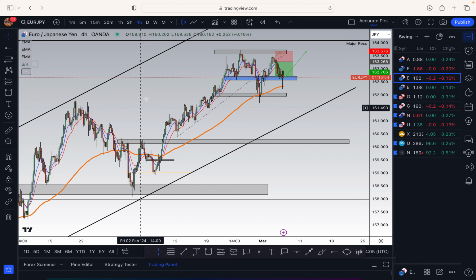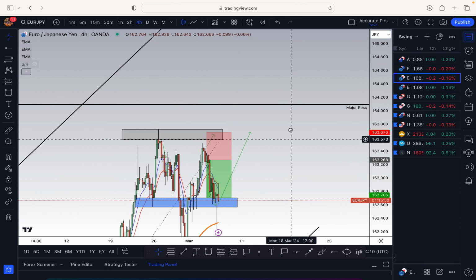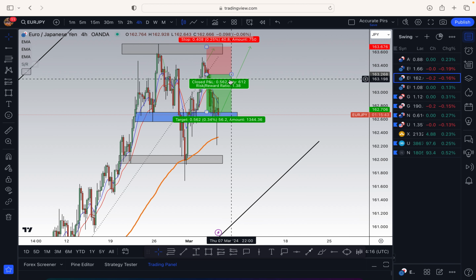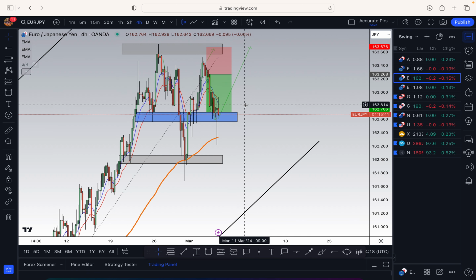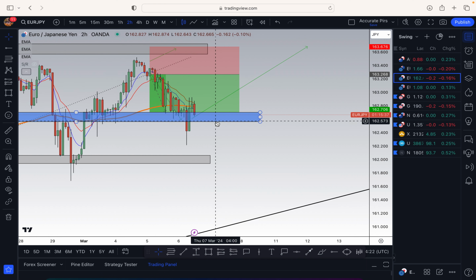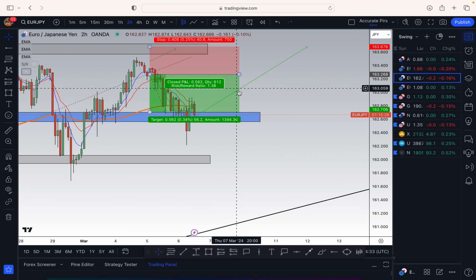Let's move on to Euro JPY. This trade, you know what, I didn't even post this in the Telegram group. I should have posted it, but it was a personal trade. To be fair, this trade worked out pretty smoothly. It was like 56 pips. There was not enough evidence for me, not enough correlation to go for the sell, so that's why I didn't put it in the Telegram group.